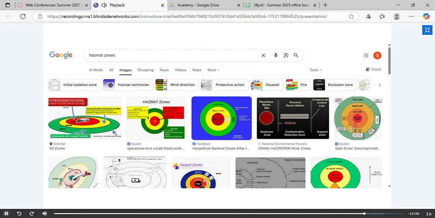Now, CBRNE, this is another acronym that we use specifically for hazmat, right? You've got your chemical, biological, radiological, nuclear, and explosives, right? These are going to be our weapons of mass destruction. Okay, weapons of mass destruction.